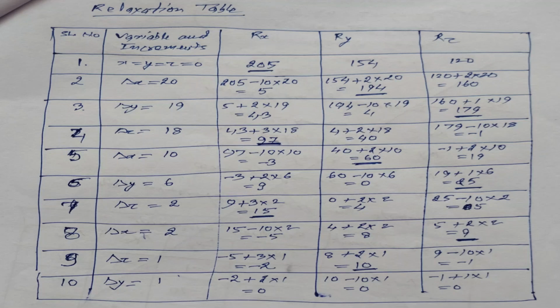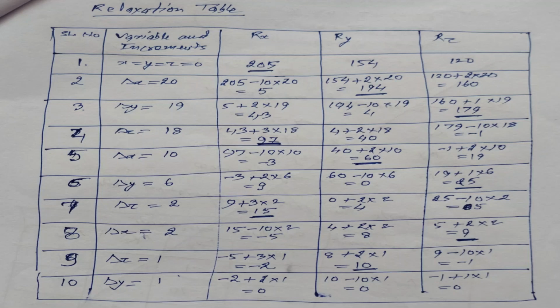Now, the Rz residual is the greatest, that is 9. So, we take delta z equal to 1, and then Rz becomes 9 minus 10 into 1 equal to minus 1. Correspondingly, Rx becomes minus 5 plus 3 into 1 equal to minus 2, and Ry becomes 8 plus 2 into 1 equal to 10. Now, the residual Ry equal to 10 is the greatest.